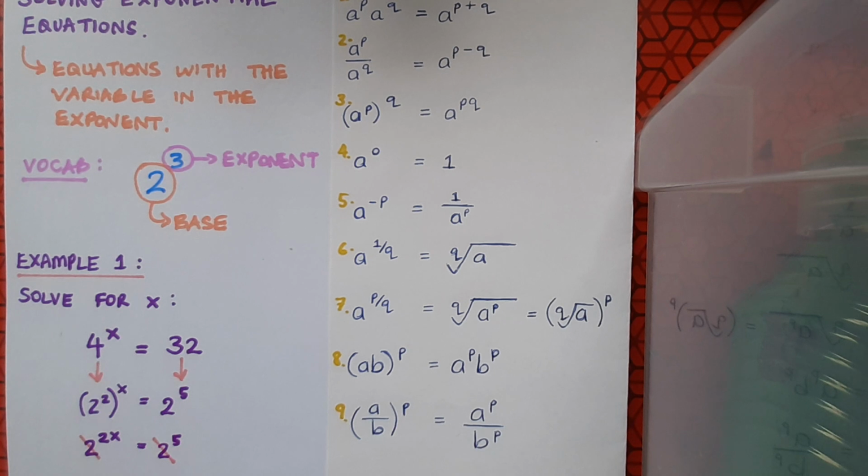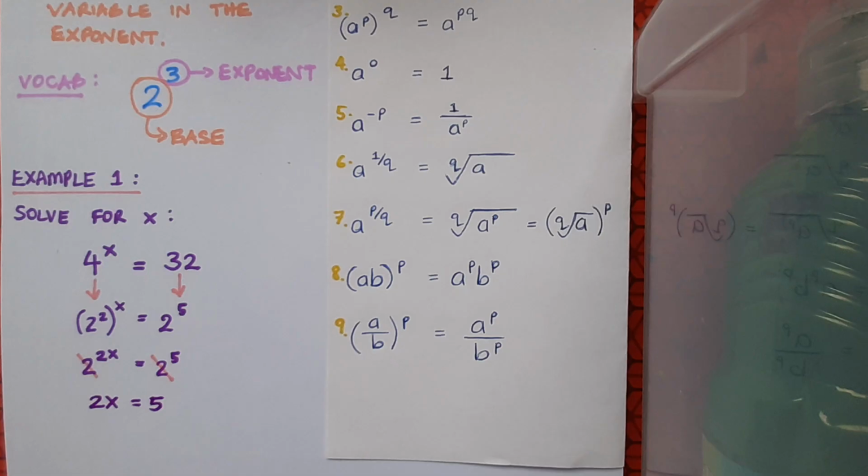Just bear in mind that I can only do this if I have one term each side, if the base is the same, and if I've already applied any rules that needed applying, like, for example, here I needed to multiply my powers. Okay, so I'm now working with 2x equals 5, and this is pretty simple to solve. x equals 5 over 2.